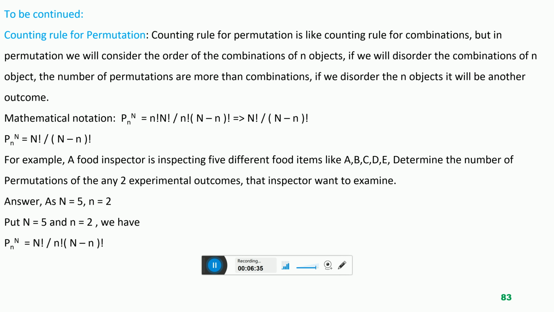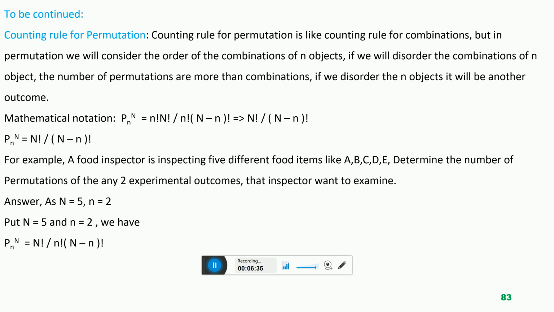This is again one problem: this is not C, this is P. This symbol is P, not C. C represents combinations, and we are studying permutation, so you have to use the symbol P, not C. So P 5 2 is equal to 5 factorial divided by 5 minus 2, that is 3 factorial.